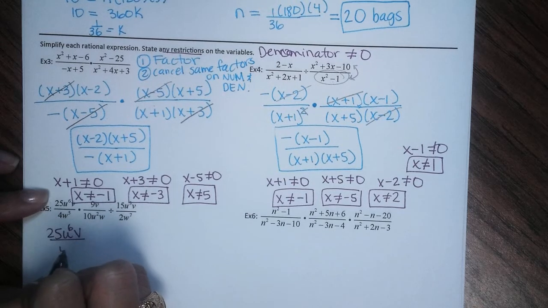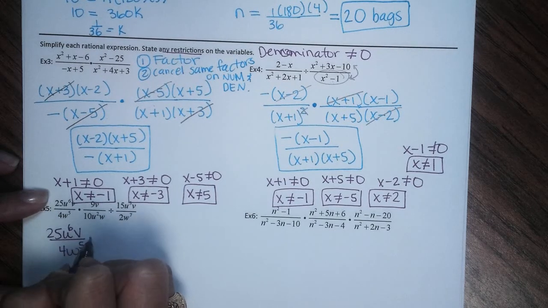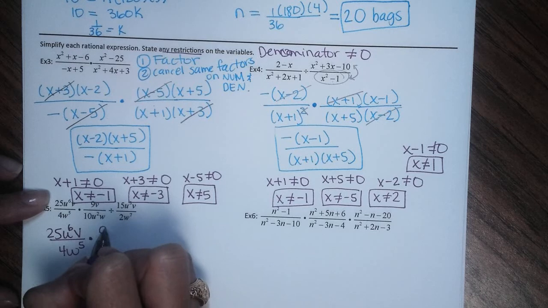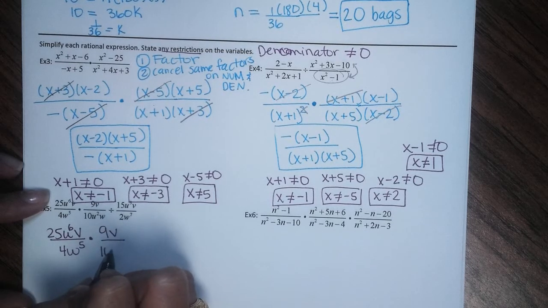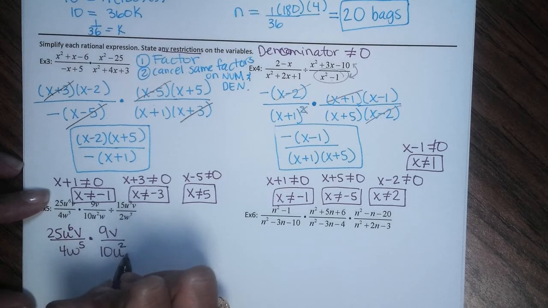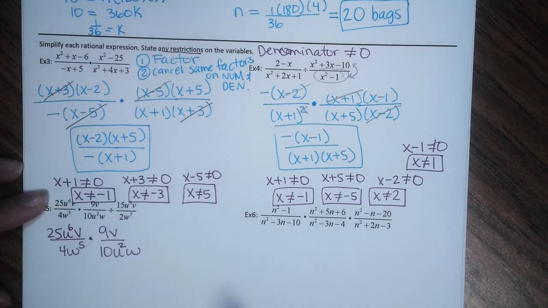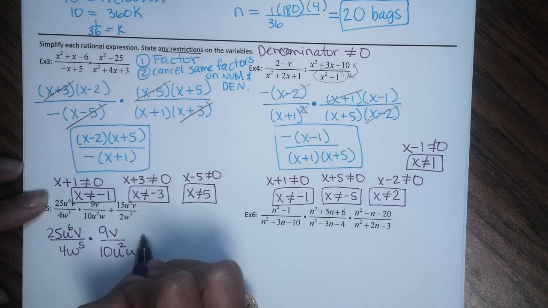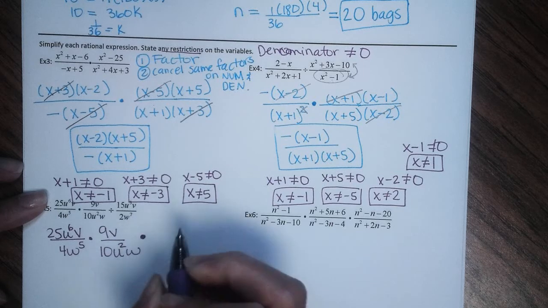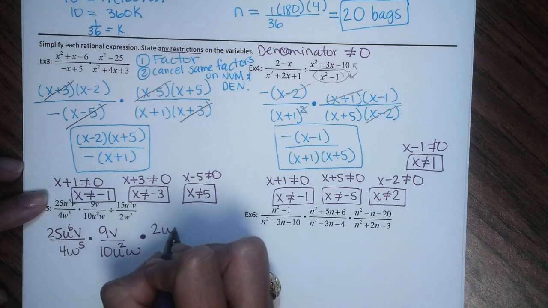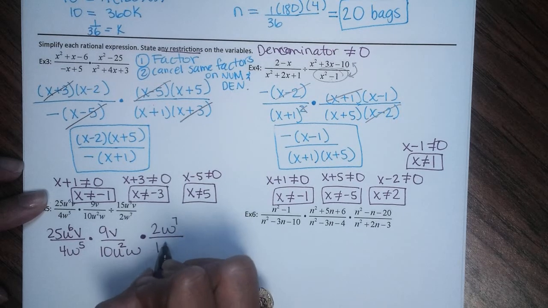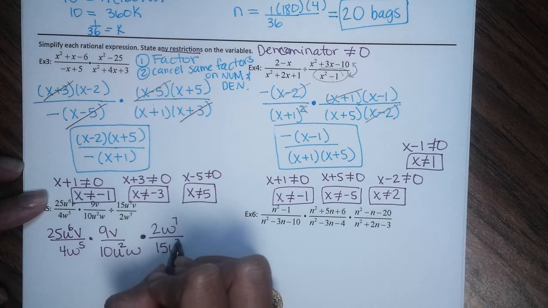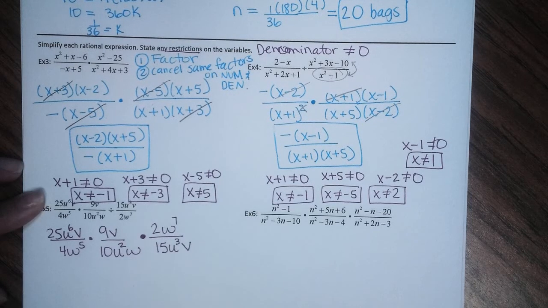25u6v over 4w5 times 9v over 10u squared w. And then let me switch the division to a multiplication and then flip the last fraction. So 2w7 over 15u3v.